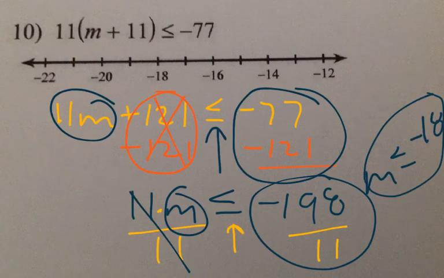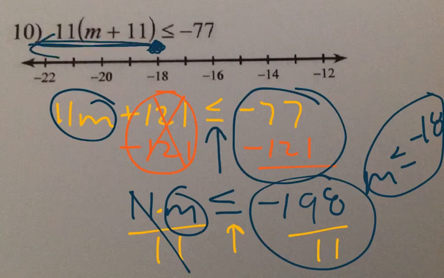How do I graph that? This time I have a solid dot at negative 18, because it's equal to. And less than, guys, means to the left. Whereas greater than means to the right. Again, it was less than or equal to, so less than to the left, solid dot for equals. Pause the video if you need to.